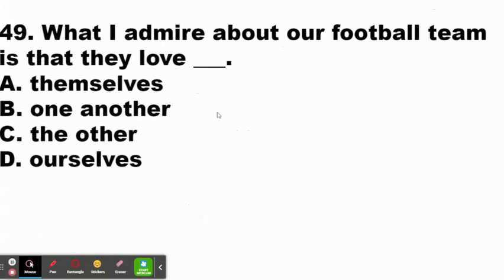Number 49. What I admire about our football team is that they love dash. A, themselves. B, one another. C, the other. D, ourselves. The correct option is B, one another. When you talk about a football team, there are at least not less than 11 players in a football team. So the correct option is one another.